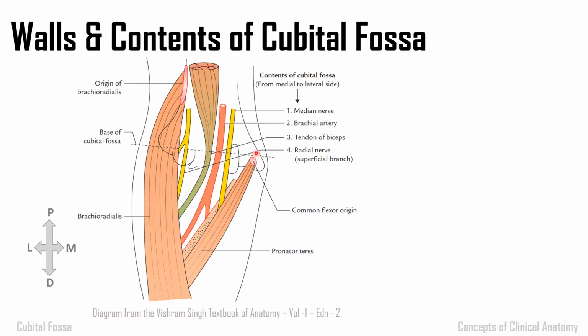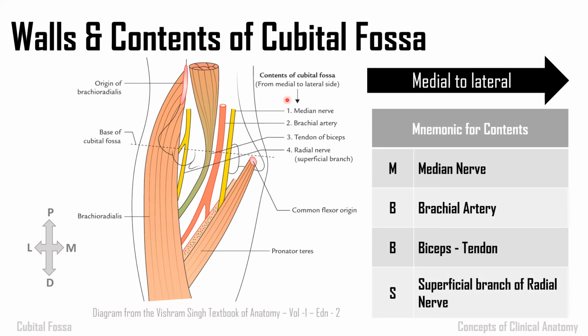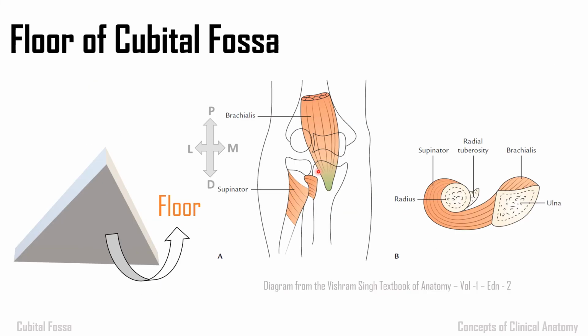back of forearm. Okay, so to remember this, there is a mnemonic from medial to lateral, MBBS. Okay, M stands for median nerve, B brachial artery, another B biceps tendon, and S for superficial branch of radial nerve. Then coming to the floor, it is formed by two muscles, namely brachialis and the supinator. As you all know, brachialis is inserting into the ulnar tuberosity, so it forms most of the medial part of the floor, and the lateral part of the floor is formed by supinator.